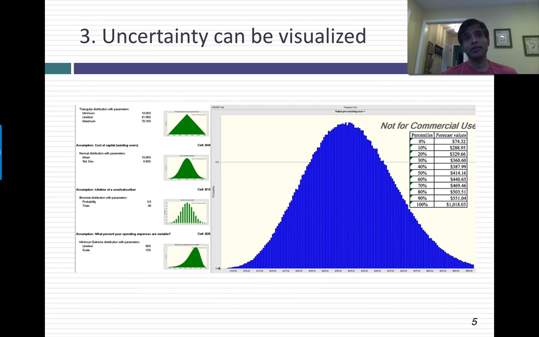Let me give away the non-surprising facts. The median value across all of these simulations that I ran, and I ran 100,000, is about $414 per user. We're very close to my base case, but that should come as no surprise because my distributions are centered around my base case. But look at the spread in the value. It could be less than 100, could be more than 1,000.